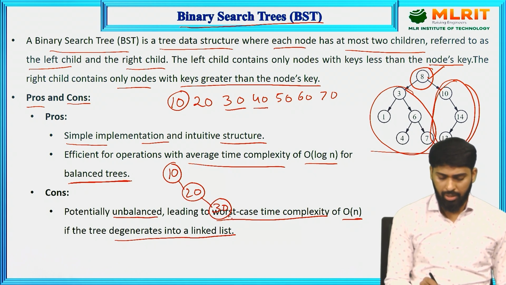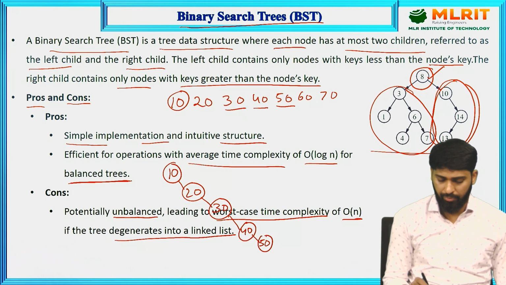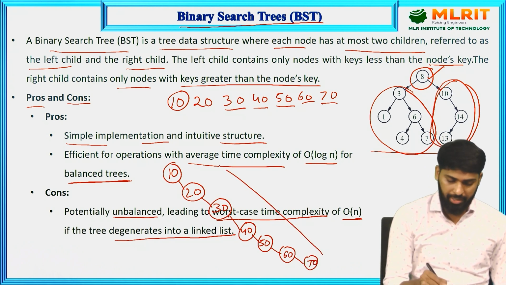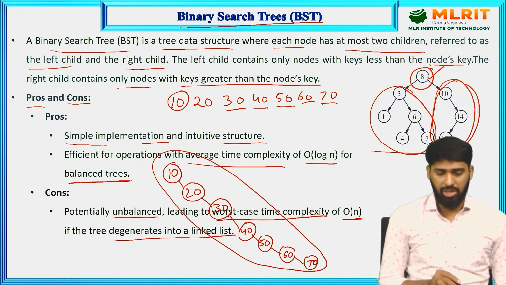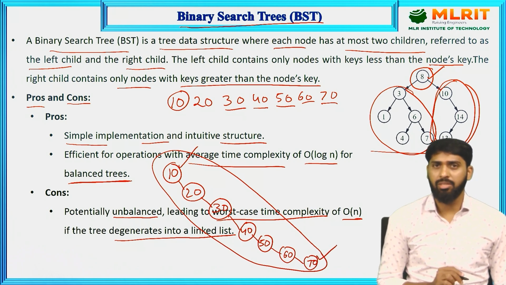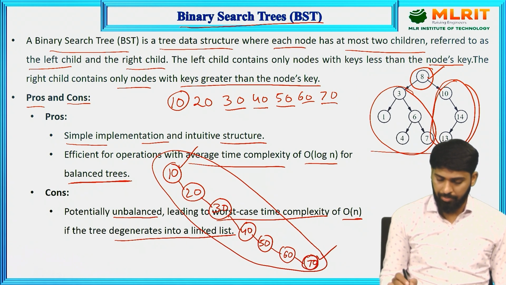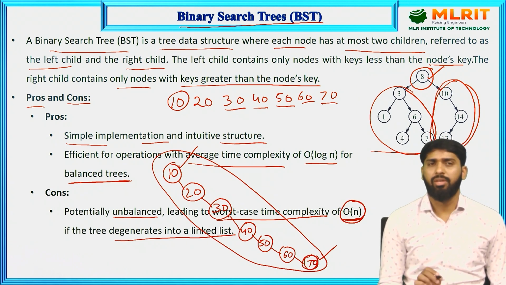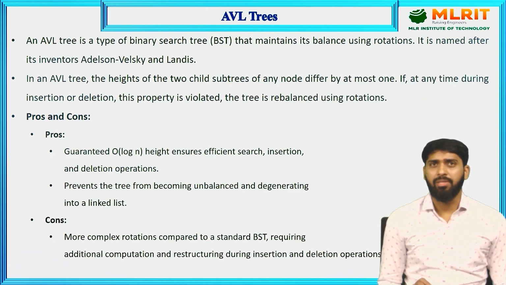40 is the right child of 30. 50 is the right child of 40. 60 is the right child of 50. And 70 is the right child of 60. If you observe, it seems to be a linked list only. The starting node is 10 and the last node is 70. Now in this case, to access 70, the time complexity is big O of n. So that is a disadvantage we have in binary search tree. Okay, so the next tree type is AVL tree.